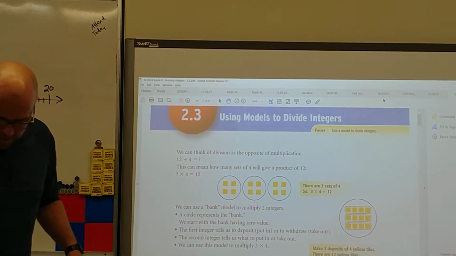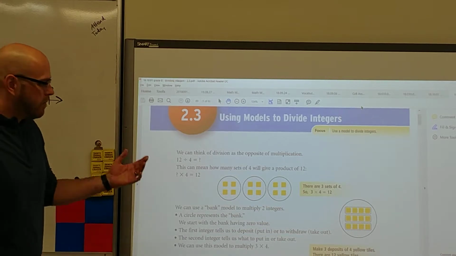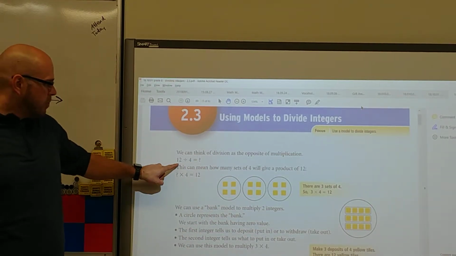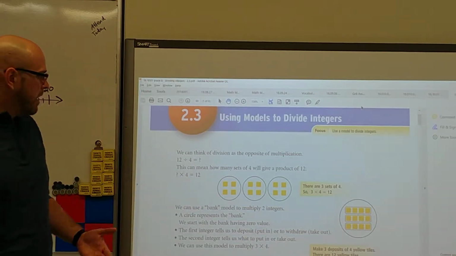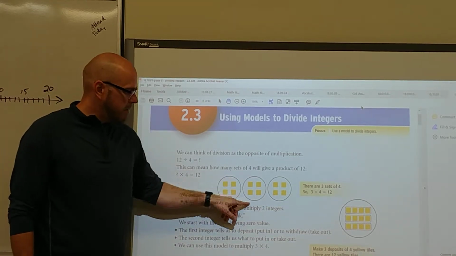Okay, so let's take a look. First, when we multiplied, we had the blocks. But this one is pretty easy. We're just going to swish past the block part. So let's say 12 divided by 4. If I got positive 12 divided by positive 4 like this, so I got positive 12, and I divided them into 4 groups.